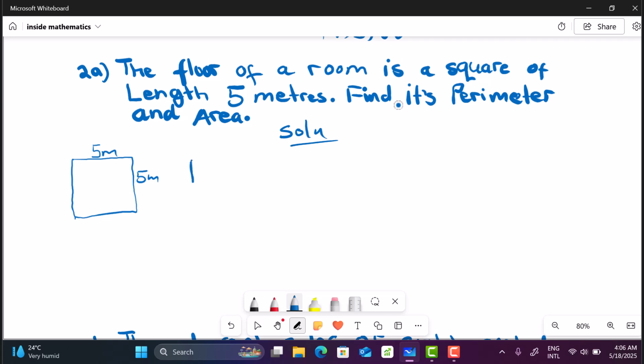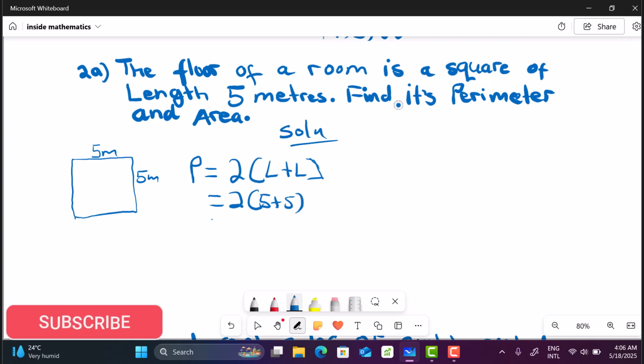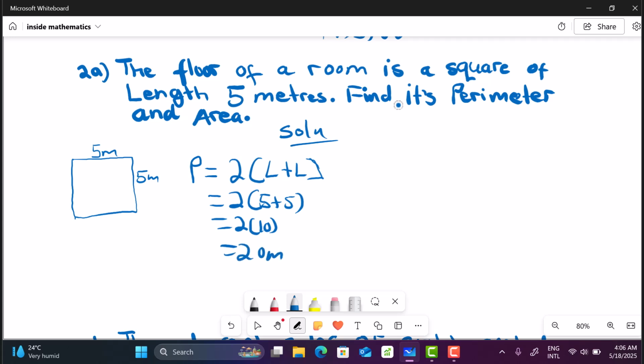So perimeter is equal to 2 bracket length plus length. Here the perimeter is nothing but 2 bracket 5 plus 5, which is equal to 2 times 10, which is nothing but 20 meters. Of course, don't forget to put meters here.